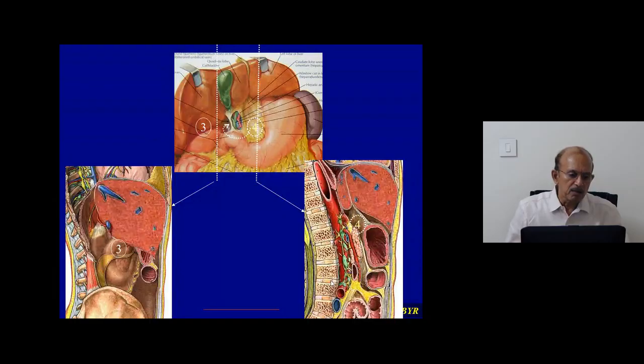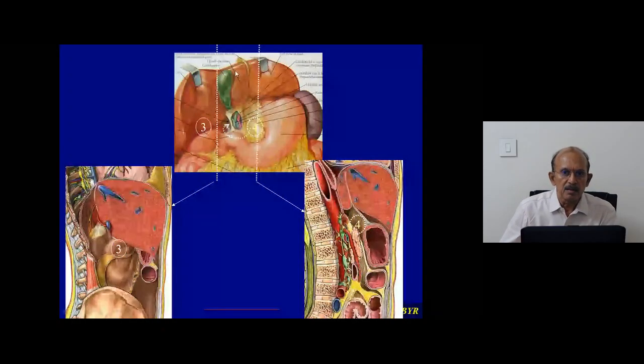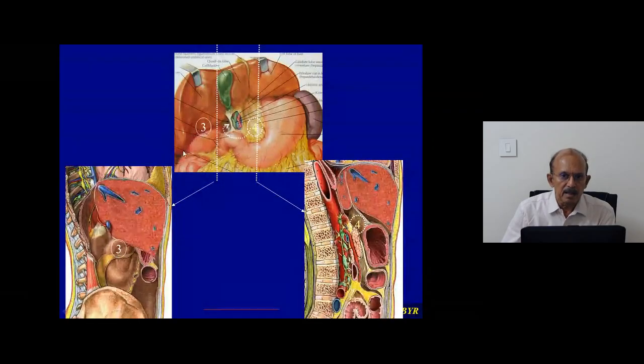Yes, does Morison's pouch communicate with the paracolic gutter? It communicates with the right paracolic gutter very much. You can see here in the top diagram, this is the colon. By the side of the colon is the paracolic gutter. So the Morison's pouch fluid can come like this and track down in the paracolic gutter like this. Yes, you are right. It communicates with the right paracolic gutter.